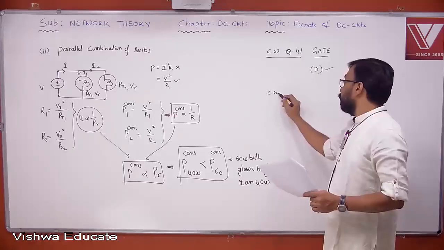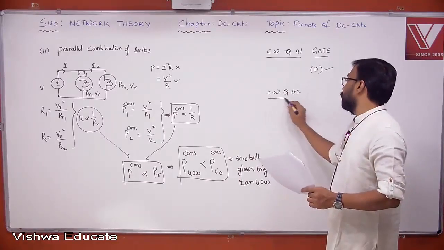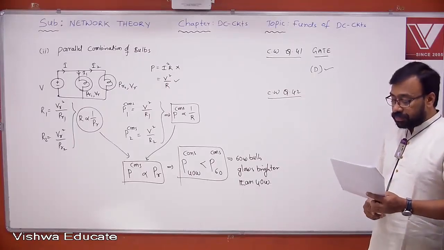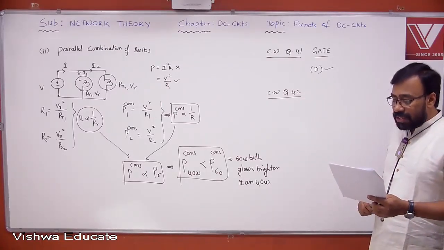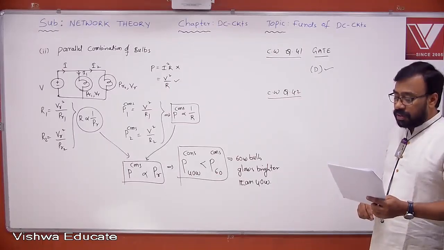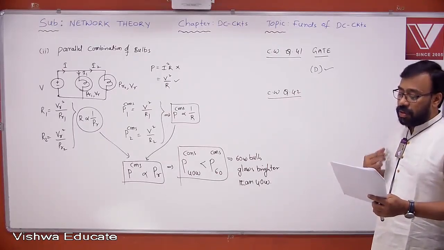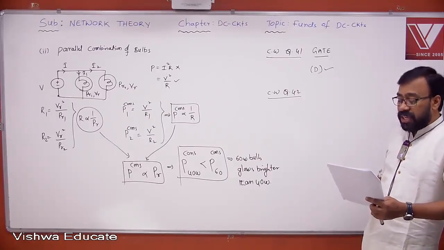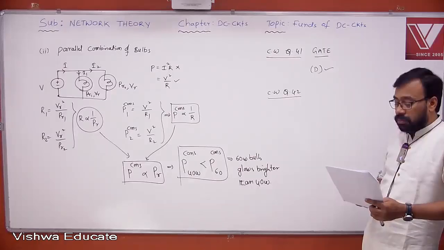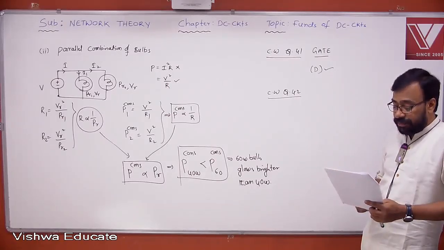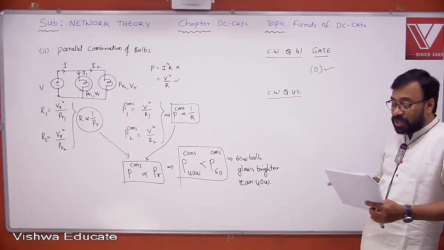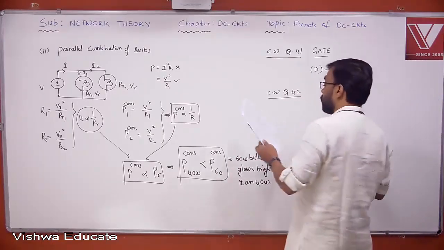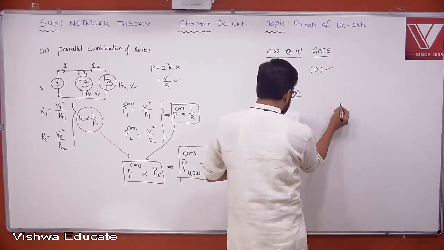Next we move on to the classroom workbook. Question number 42. Look at this. All resistances in the figure are of R ohm each. The switch is initially open. What happens to the lamp's intensity when the switch is closed?